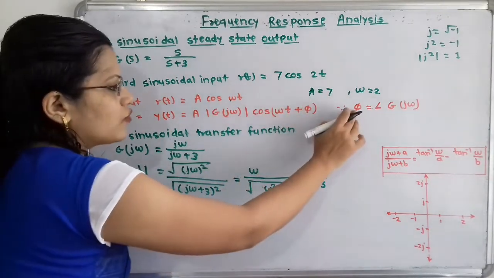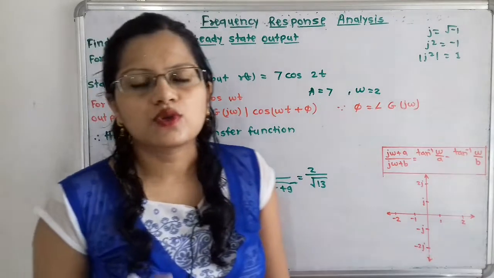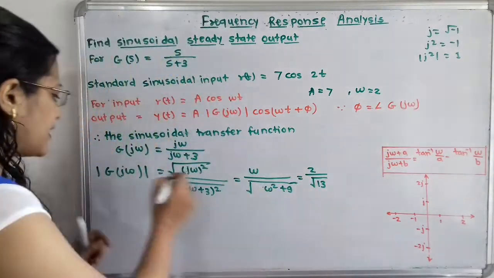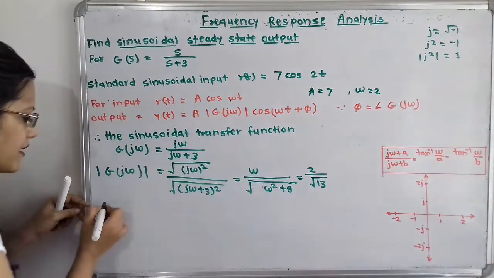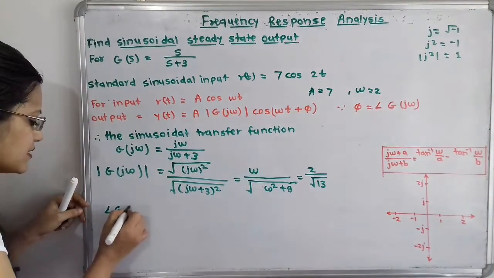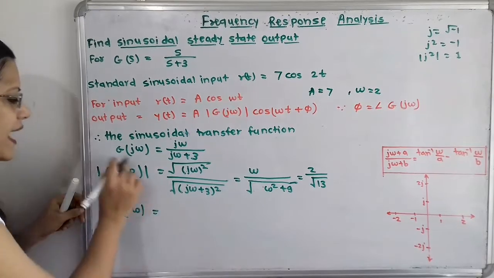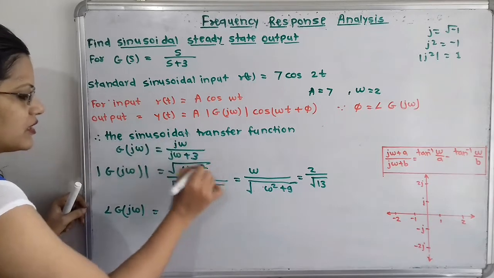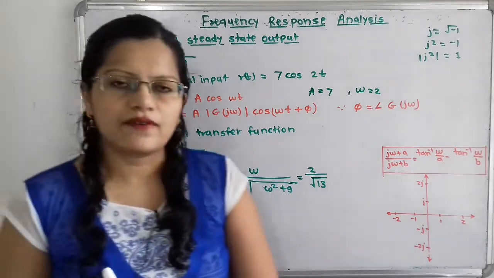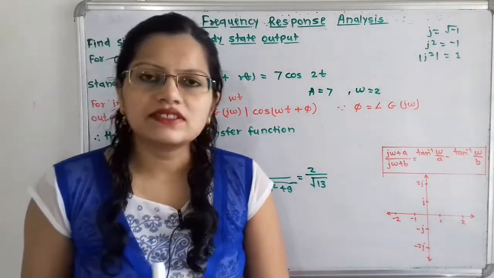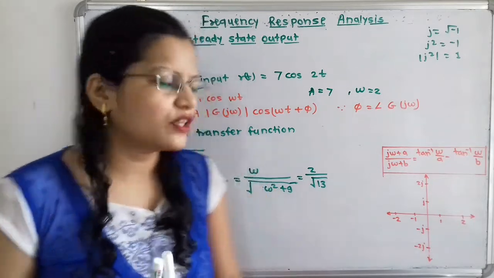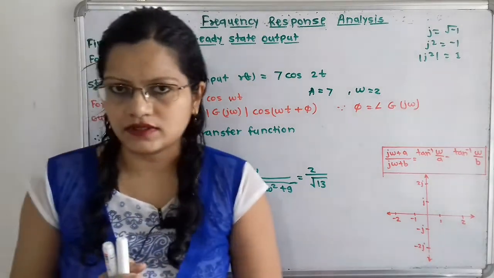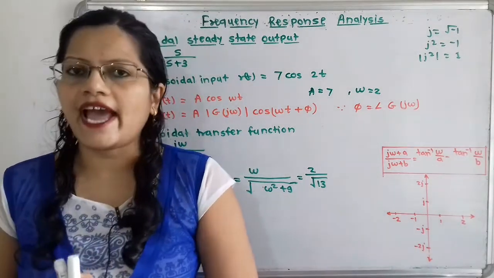Now we will find out this phase angle φ. This is nothing but the angle of G(jω). So the next step is we will find out φ, that is the angle of G(jω). To find the angle of G(jω), we also have to refer to this given transfer function, that is the sinusoidal transfer function. Now for this transfer function, in the numerator and denominator both are having jω terms. So how to find out the angle?